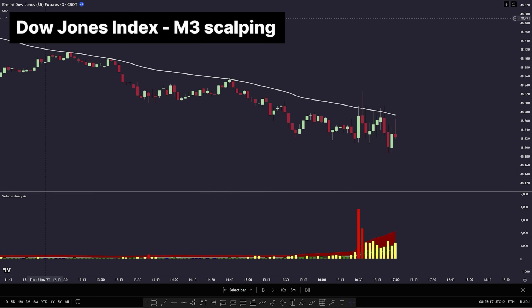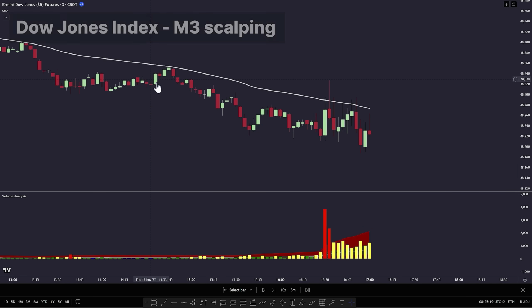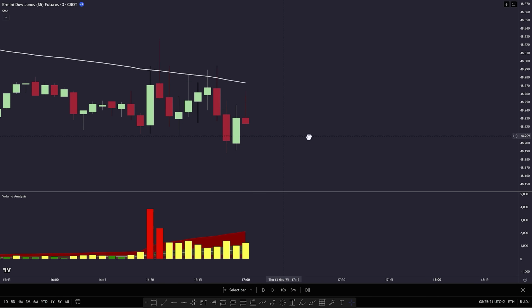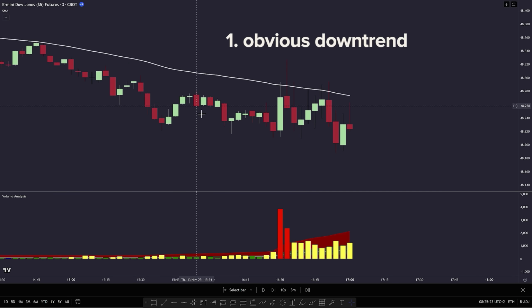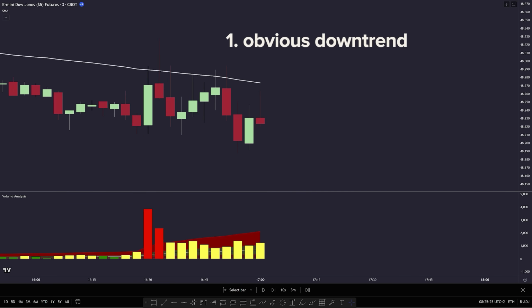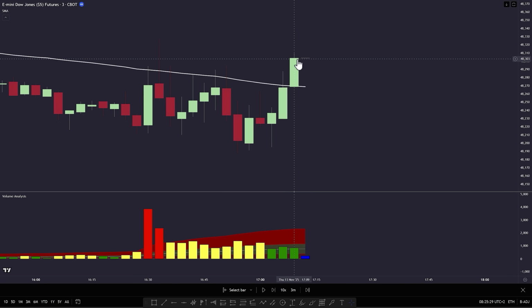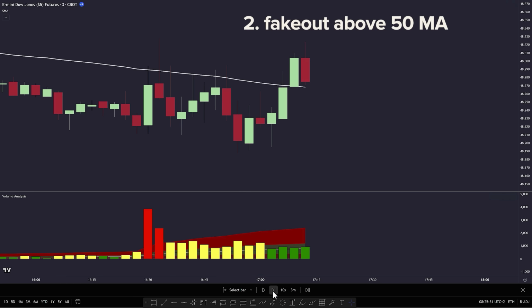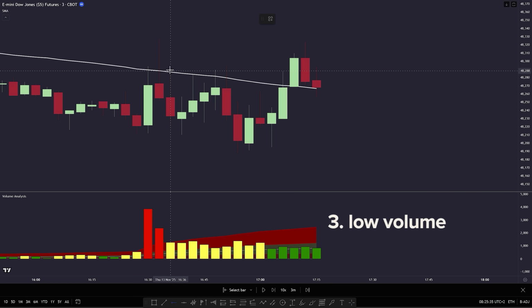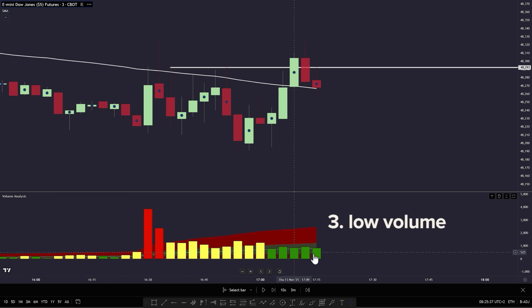Second example, index in a downtrend. Price has been falling for the whole day. Lower highs, lower lows, multiple structure breaks to the downside. Then this happens. Price spikes above the 50 moving average. Looks like a reversal. But check the volume. It's lower than average, with no real conviction.